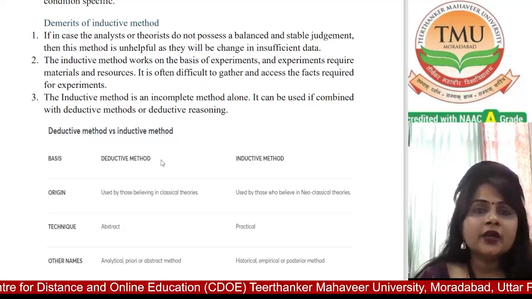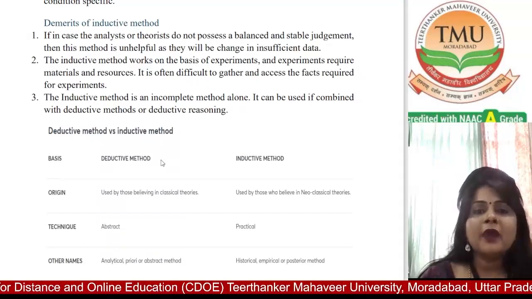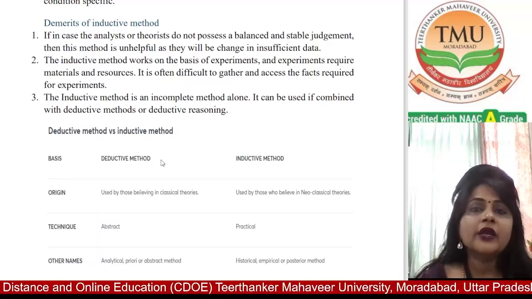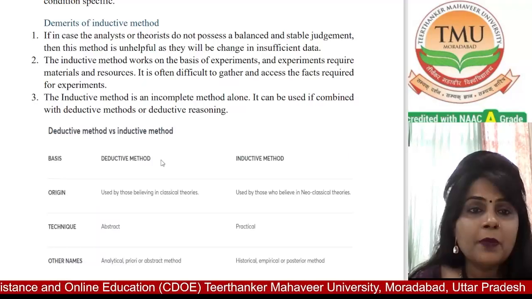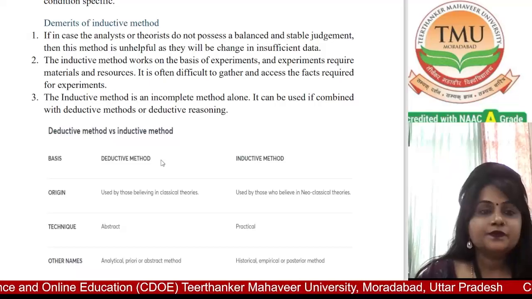And next, the inductive method is an incomplete method. So we can say that the inductive method alone is incomplete. It can be used effectively if combined with the deductive method or deductive reasoning.